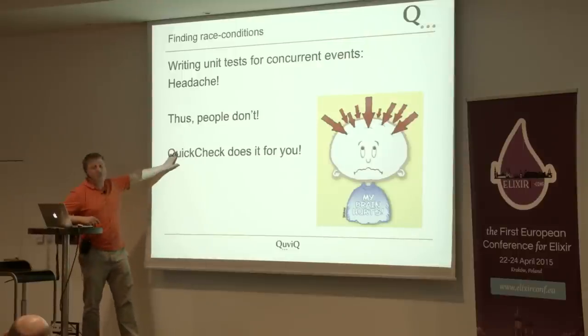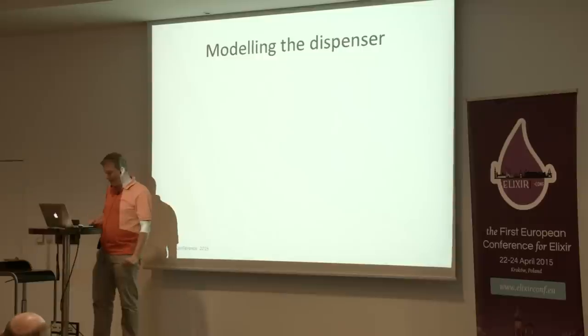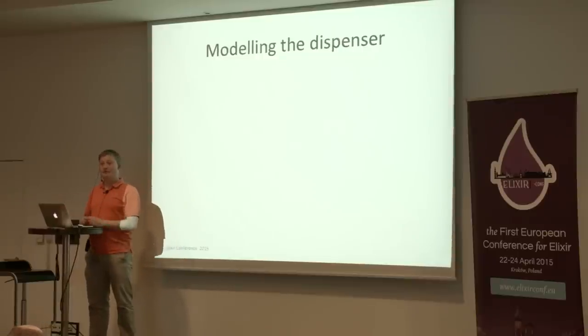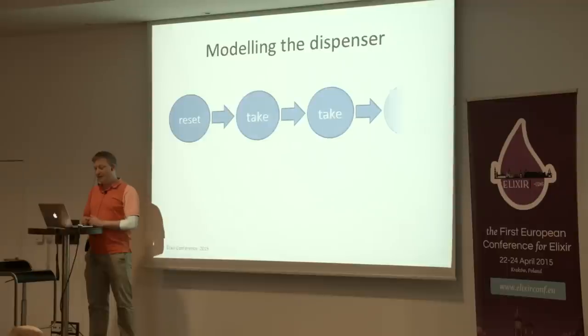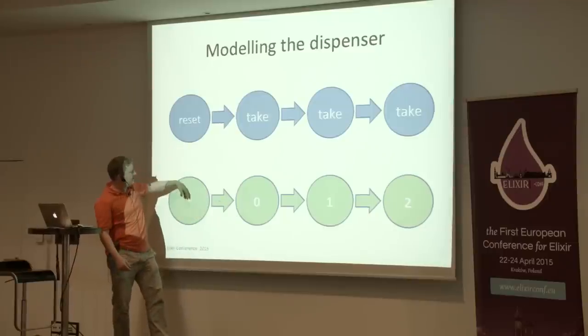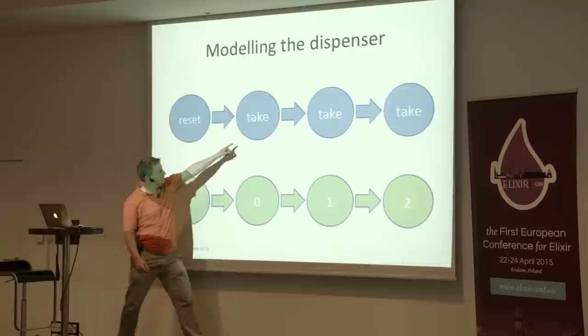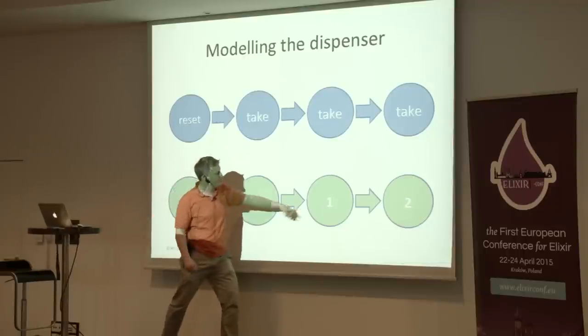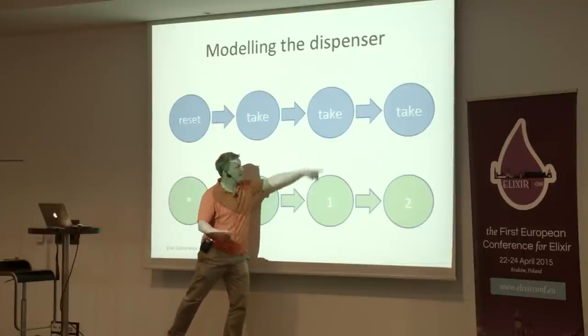Well, let QuickCheck do it for you, okay? How do we do that? We have a model of the dispenser, right? It does a reset and a few takes. And you had a model which then updated it. If you did a reset in any state, you would end up in the state zero. And if you would, in that state, take one, you would end up in the state which has a one there, etc.